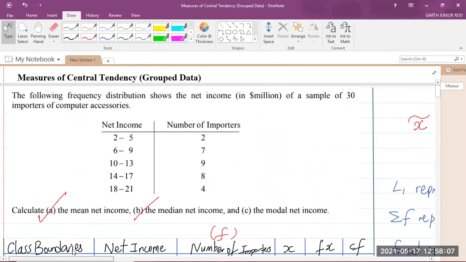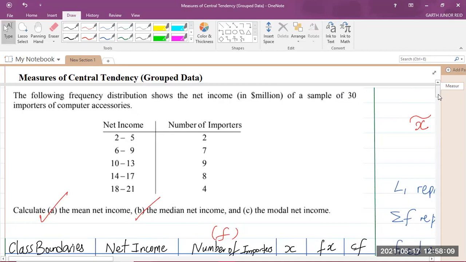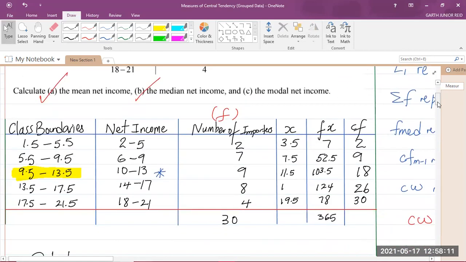All right, the modal class. For the modal class, we normally look at the frequency and look at the highest number in the frequency. So the highest number here is 9, in the column that says number of importers. So it means that 10 to 13 is my modal class.